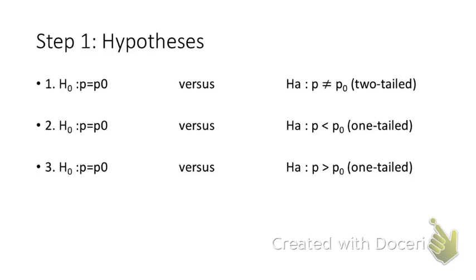These are the same hypotheses that we learned in 8.1a. So it's either P equals P sub 0. This P sub 0 is always going to be a number. Whatever number they give you, that's the claim.